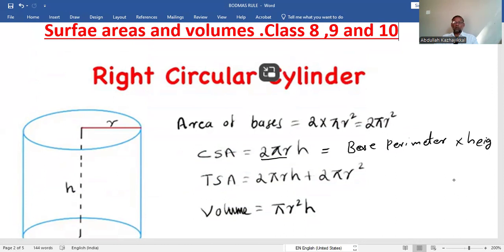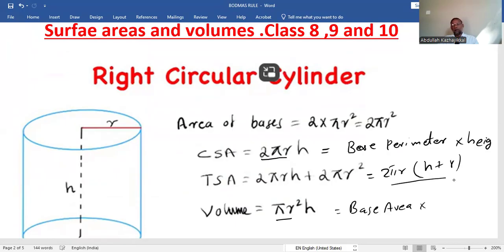Now TSA is 2 pi r h plus 2 pi r square. That means we can take 2 pi r outside. Taking 2 pi r out, h is there, and from r square, r into r, we get h plus r. That is the TSA: 2 pi r into h plus r. Volume, there is no confusion: pi r square h. Pi r square means base area. All of you write this: base area into height. Simple thing.